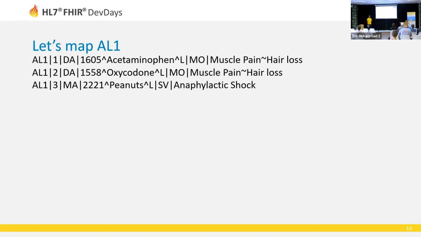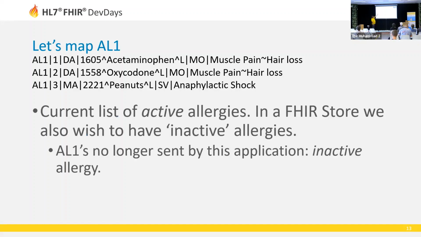Okay, let's go back. Remember, we're still essentially working on translating version 2 messages to FHIR transactions. That's still the sort of thinking that we're currently having. So let's now say we have this in a message. How are you going to translate that? Well, certainly it's 3 allergies, allergy intolerances.